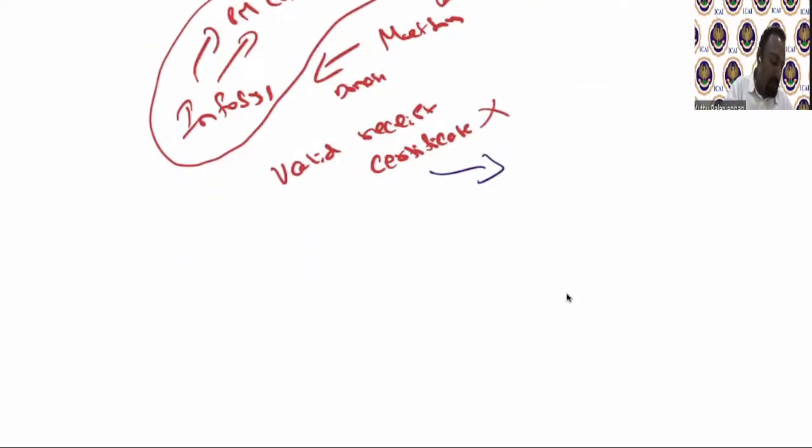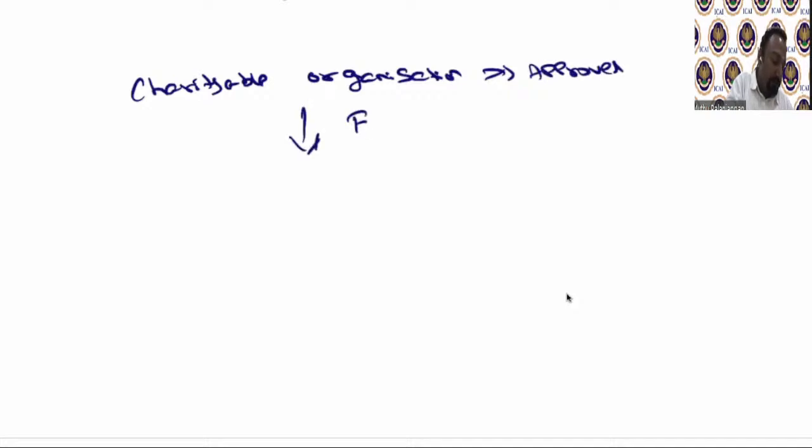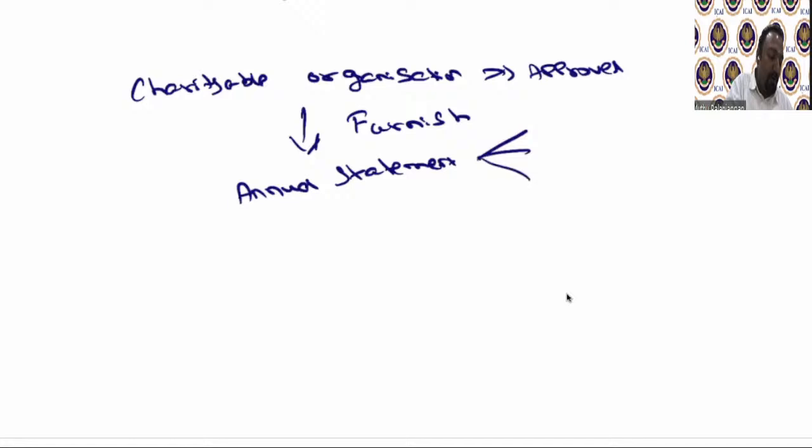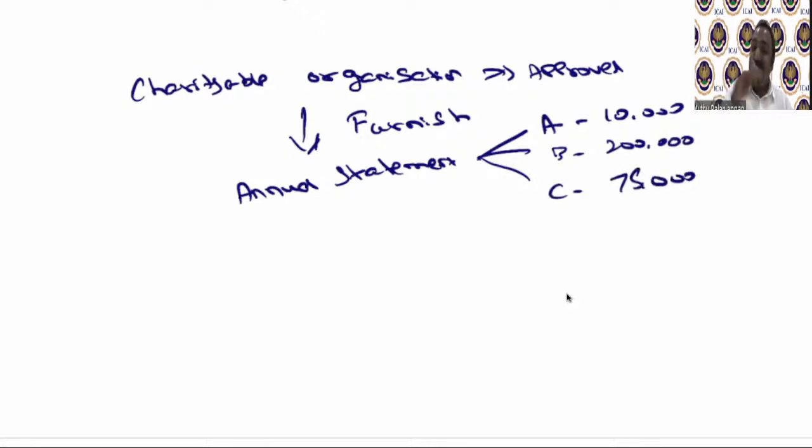let's take this scenario, okay? There is a charitable organization. That will be an approved one, only then they are eligible. Now, they will have to furnish an annual statement. What will the statement have? It will have the list of people who donated. A gave 10,000. B gave 2 lakhs. C gave 75,000. This list of donees, whoever has donated, will be given in this annual statement to whom? To the Income Tax Department.